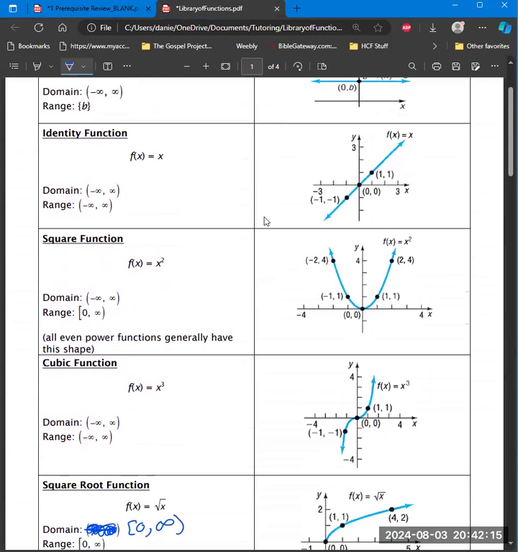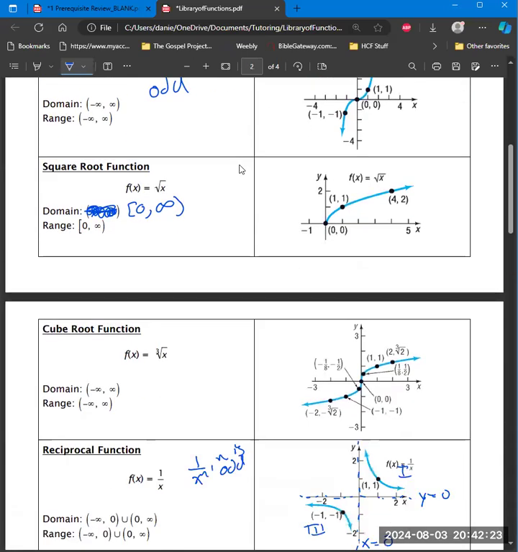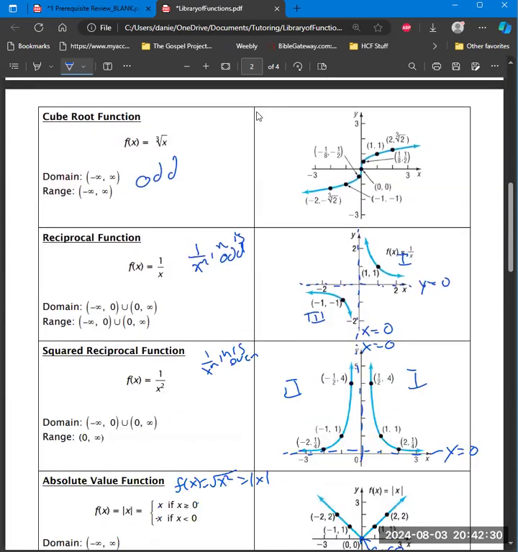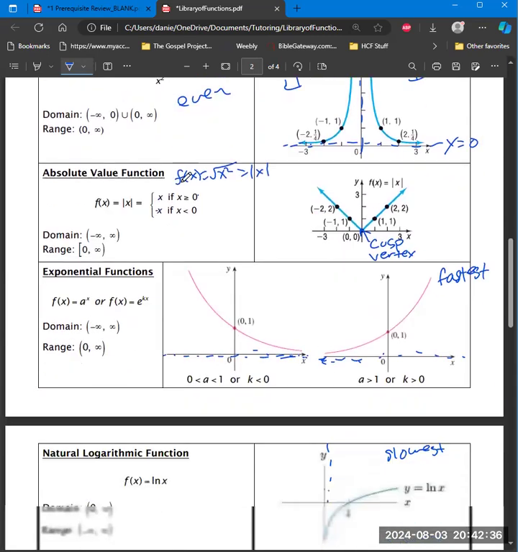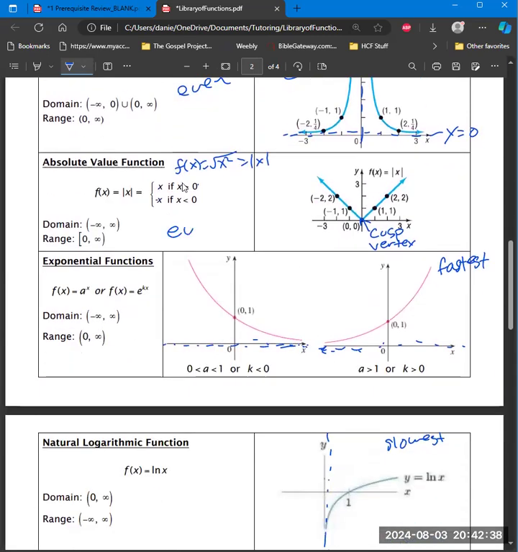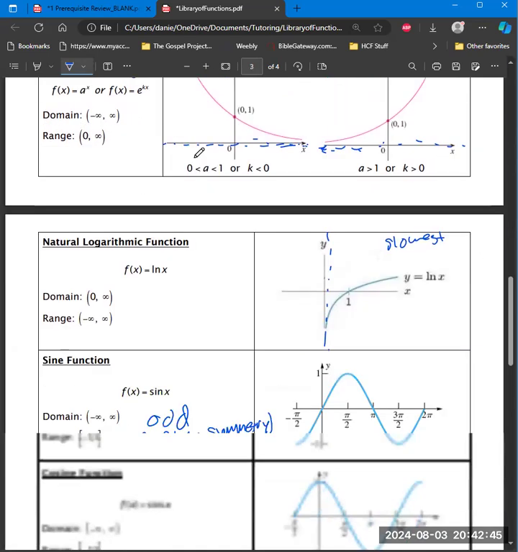this one is odd, this one is even, this one is odd, this one is neither, this one is odd, this one is odd, and this one is even. If they're even, they have y-axis symmetry. If they're odd, they have origin symmetry. This one is even. These are neither. And this is neither.